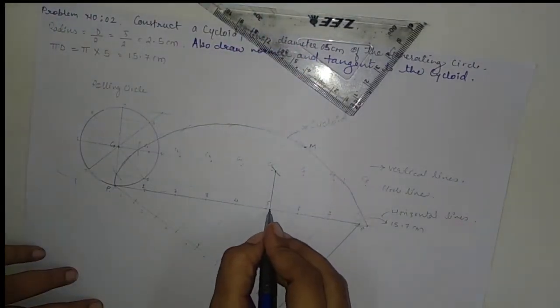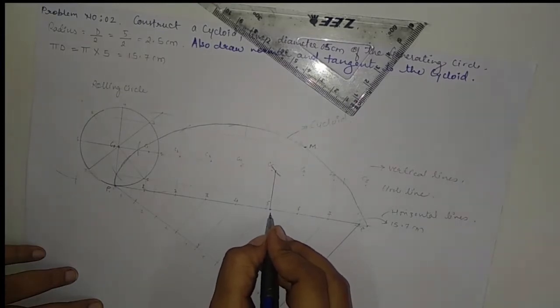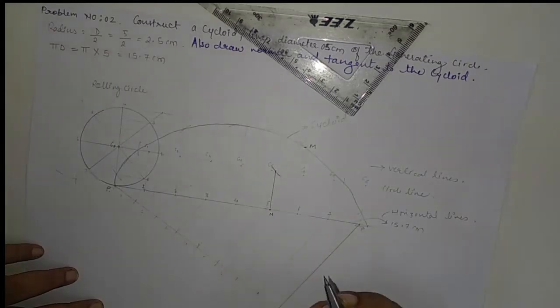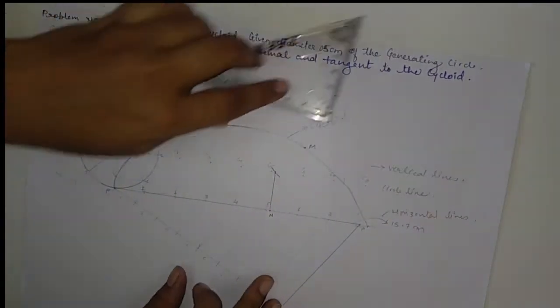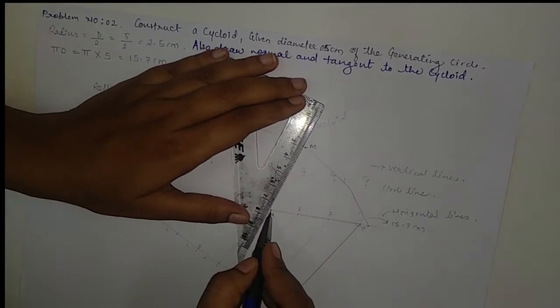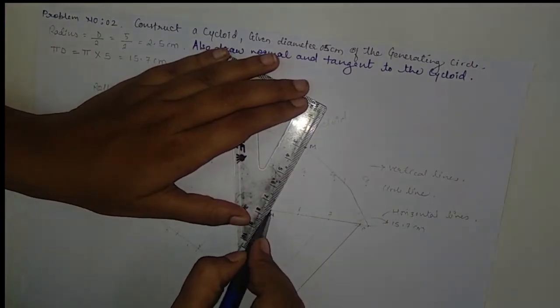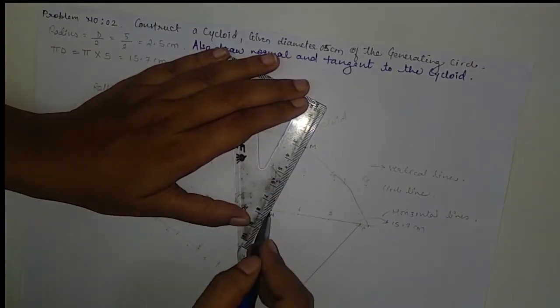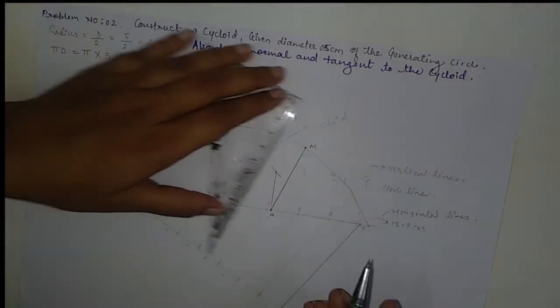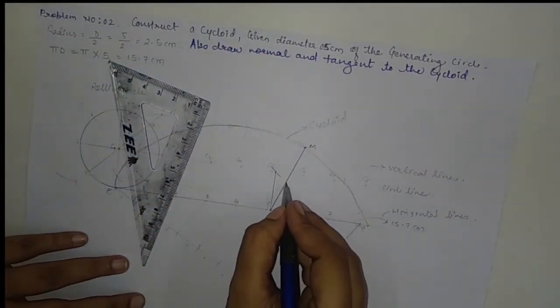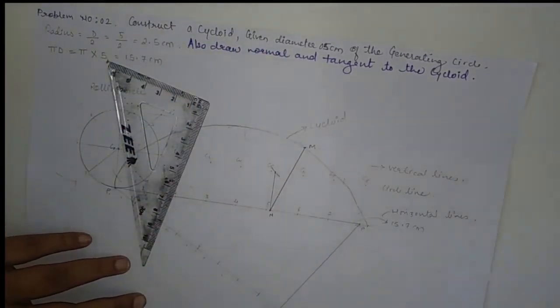So give the notation to the point on this line pi d as n. Now draw a line mn. This will be your normal.